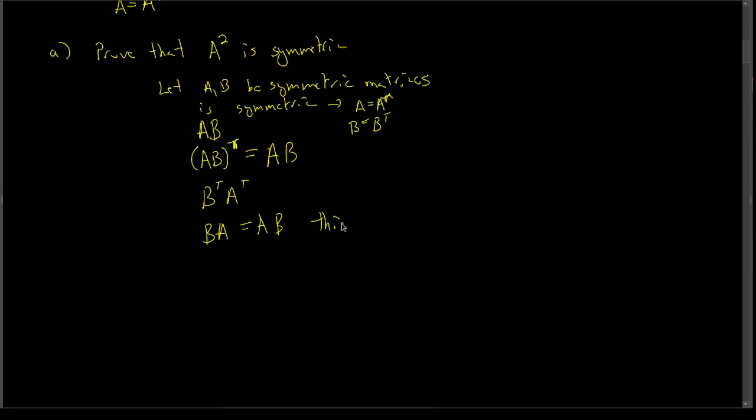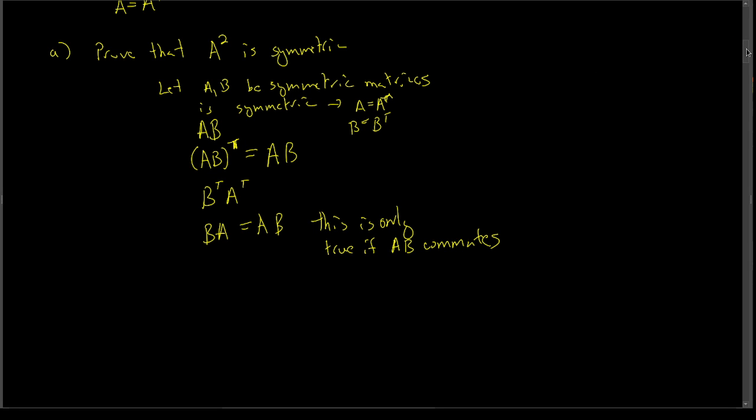And this is only true if the multiplication AB commutes. Your book does this at the end of Theorem 1.7.2 or somewhere around there. It does an example of the transposes of symmetric matrices, and it makes the point that the product of symmetric matrices is not necessarily symmetric.